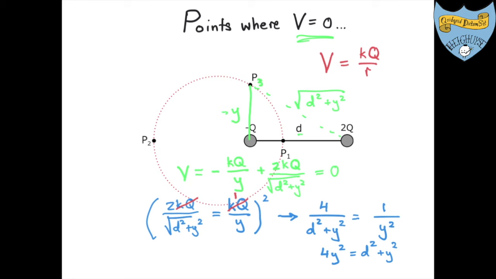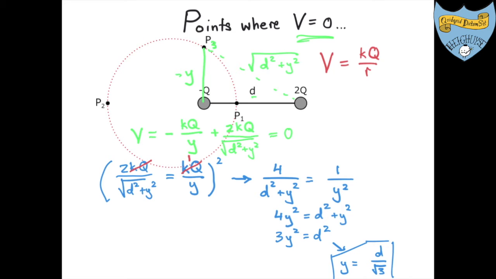Looking good. Now we just got to group our like terms and solve. And there's my answer, d over the square root of 3. All right, now I should also mention that technically the answer is plus or minus d over the square root of 3. That reflects the fact that there is another y value at which the potential is 0, and that would be directly down below that minus q charge. Okay, because of course this is fairly symmetrical.